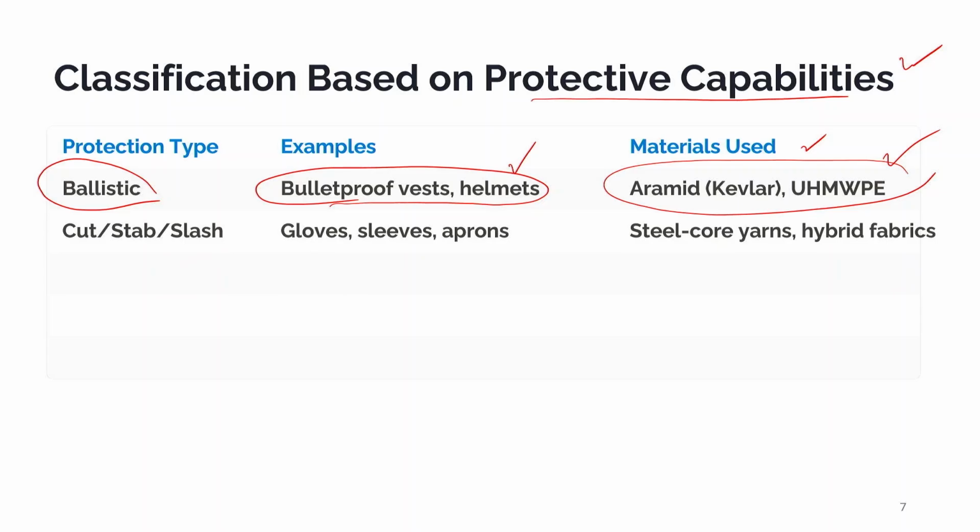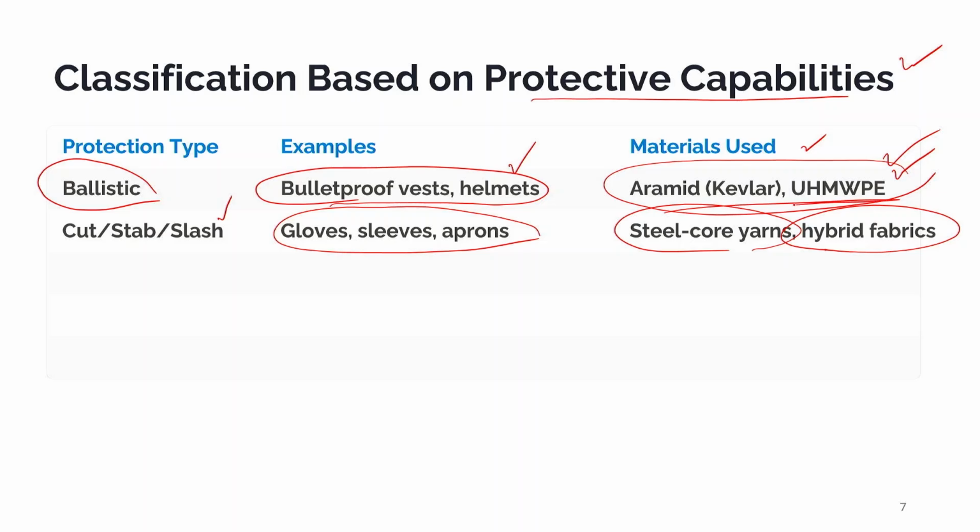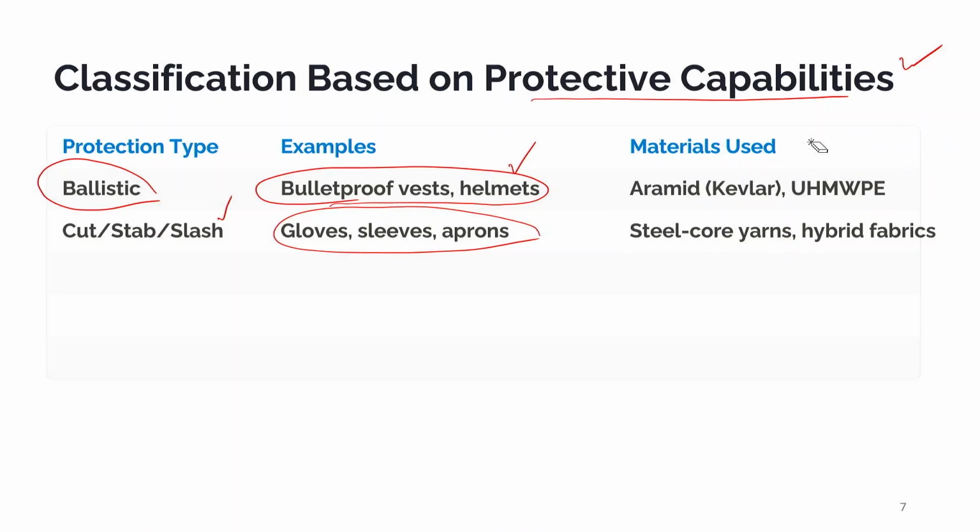Next is cut, stab, slash protective textiles. The main applications are gloves, sleeves, and aprons. In the sleeves also we use cut protective or slash protective textiles. Steel core yarn or glass core yarn we can use. Hybrid yarns are normally used in this type of application. In bulletproof we do not typically use hybrid textile material, but in cut, slash, stab we use hybrid yarn, core sheath type yarn.